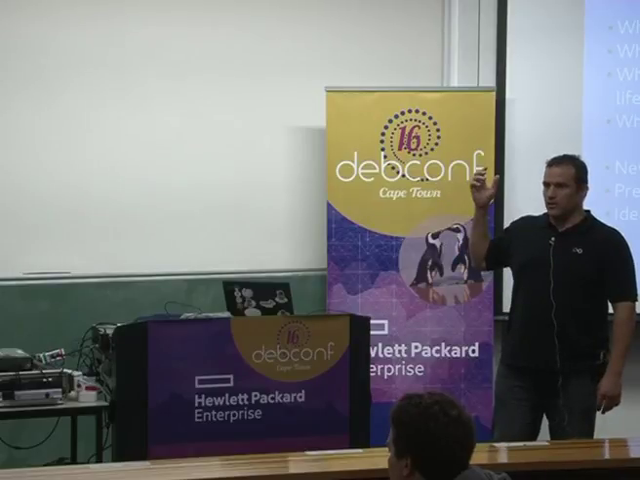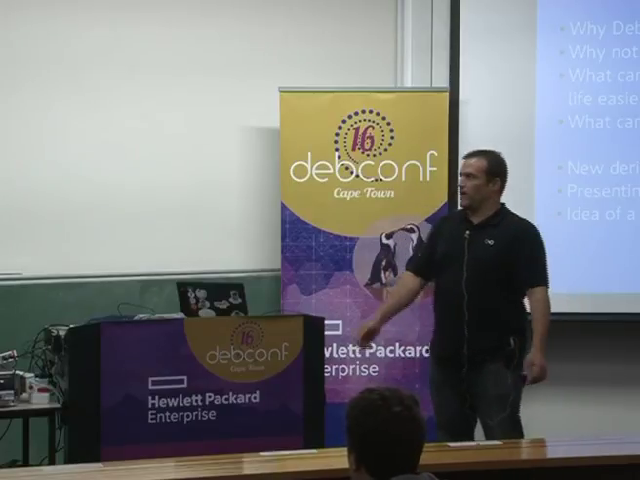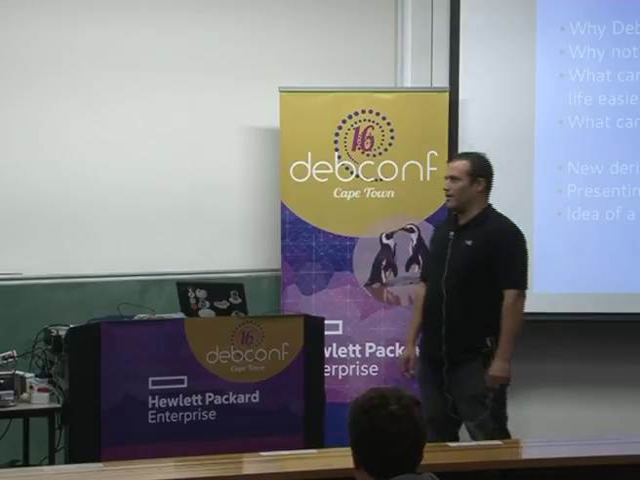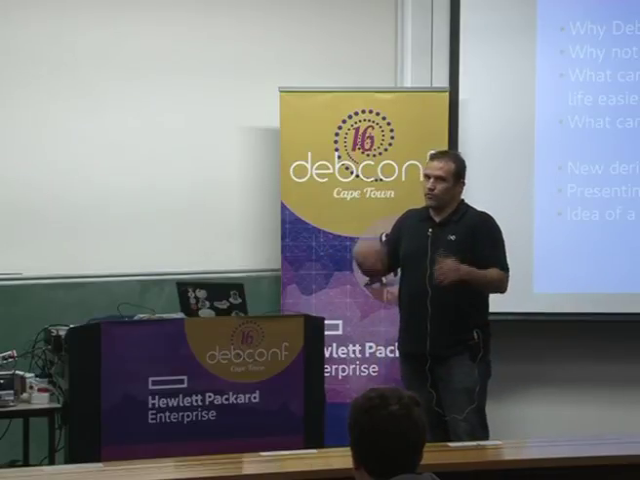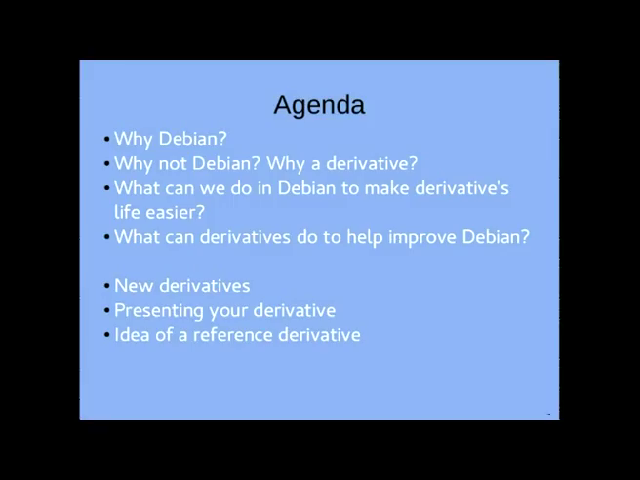So what I would like to discuss today is a summary of what was discussed in the panel last year. So why Debian, or why not Debian? Why do you need a derivative instead of using Debian? Or how can we improve Debian from the derivative point of view, and the other way around?